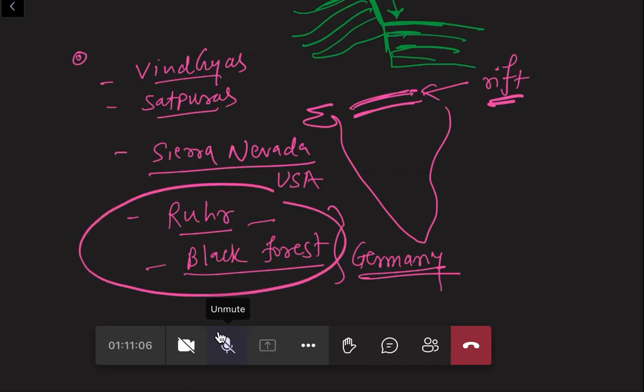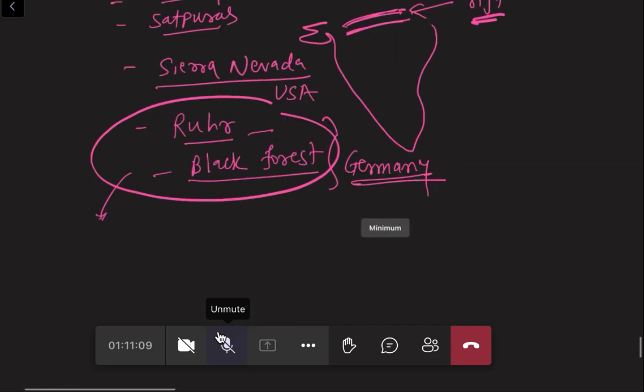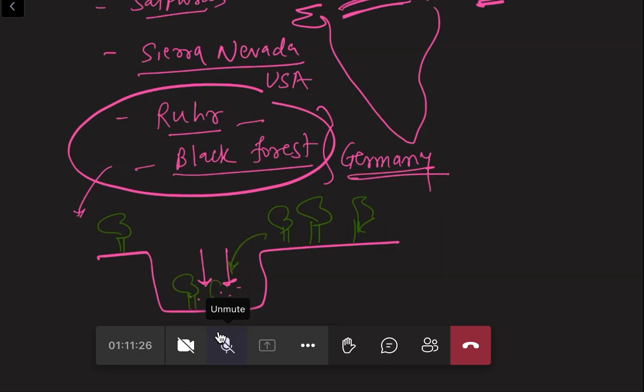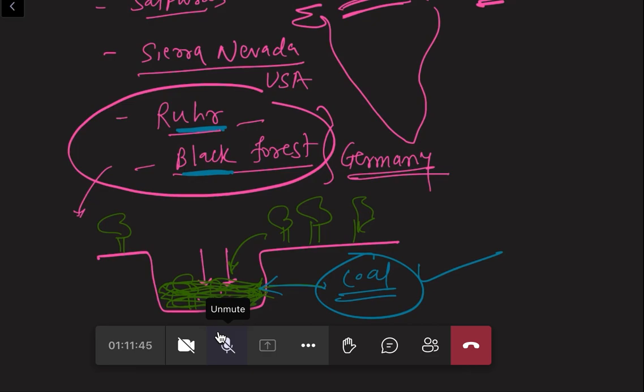Why very important? Because whenever there is a block, just remember, something has fallen down, something has gone inside. So earlier this part may have had forests. Now these plants also go inside and they get buried in this area. So after hundreds of millions of years, you will find that this turned into coal. Okay, so in these Black Forest or Ruhr Valley, you will find coal resources, coal deposits.